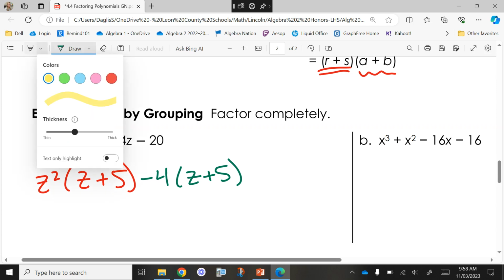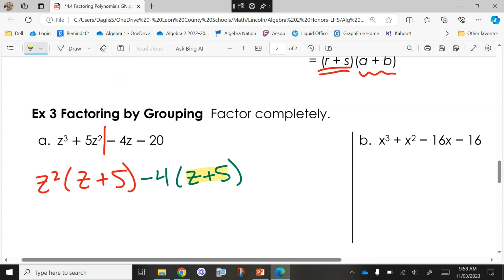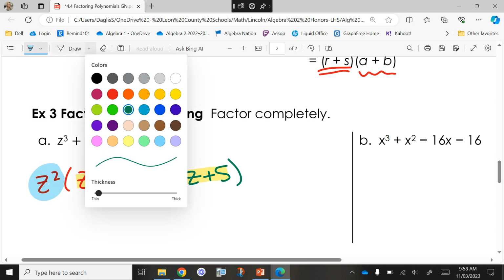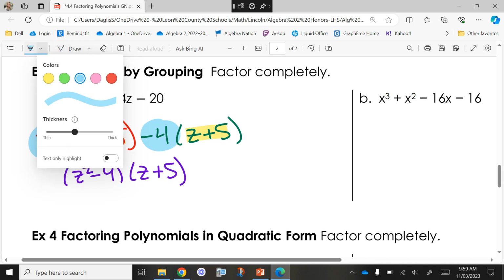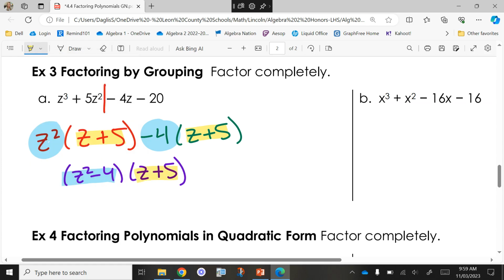Do you see the math magic? You see what happened? These factors are the same. That has to happen because that is one of my factors. And then my other pieces, the z squared minus 4, they're going to get put together to make your second factor. So we have z squared minus 4 and z plus 5. So there's that piece, and then that piece. This is where they go.